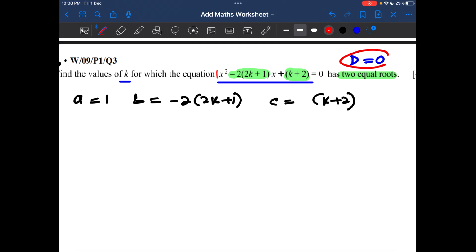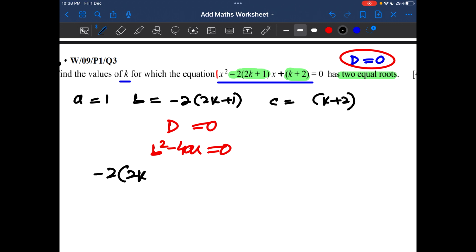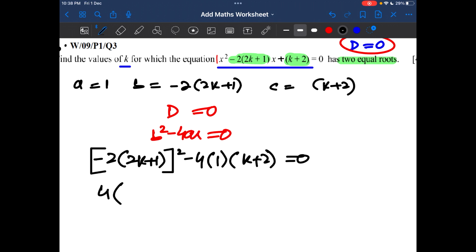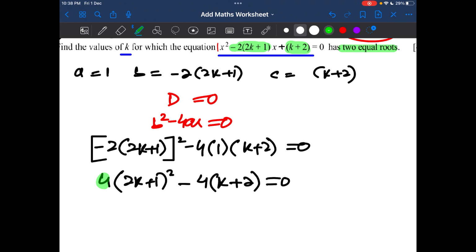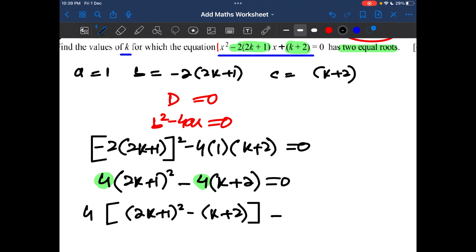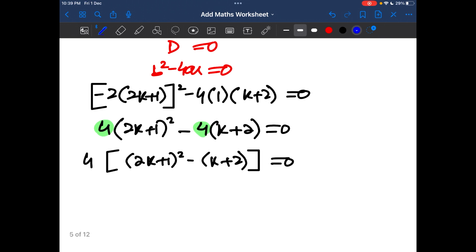So what we are going to do, since we know the discriminant is greater than or equal to 0 for real roots, for equal roots we put discriminant equal to 0, which means b square minus 4c is going to be equal to 0. So b means minus 2 into 2k plus 1 whole square, a value is 1, c value is k plus 2, is equal to 0. Minus 2 square is 4. We know the indices rule. We have minus 2 square as well, and we have 2k plus 1 whole square as well. Minus 4 into 1, 4 into k plus 2 is equal to 0. I'm taking 4 common from these two terms. I'm going to have 2k plus 1 whole square in the bracket, and minus k plus 2 in the bracket, equal to 0. 4 is going to be divided on the right hand side to become 0.